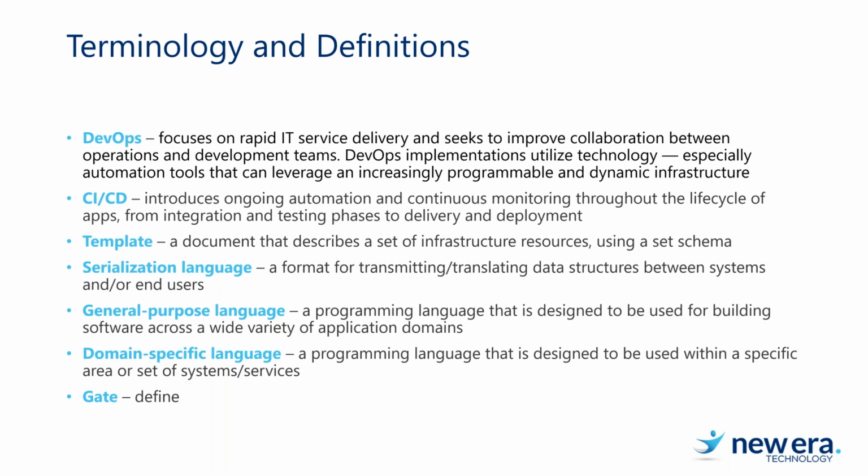These templates are traditionally authored in either a serialization language or a general purpose language. Serialization languages are programming languages that are designed to transmit or translate data structures between systems and our end users. Examples that you may have heard of are JSON or YAML. A general purpose programming language is a programming language designed to be used for building software across the entire spectrum of application domains, for anything. And so things like TypeScript, JavaScript, Python, Java, those are general purpose programming languages.